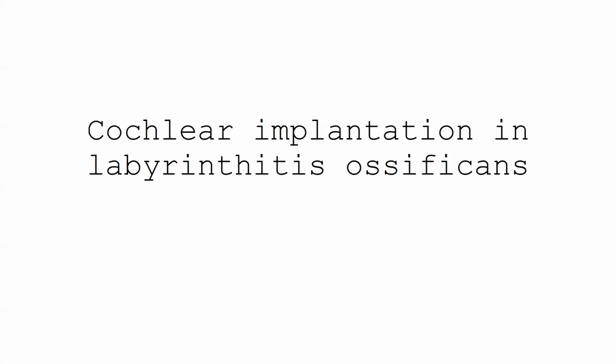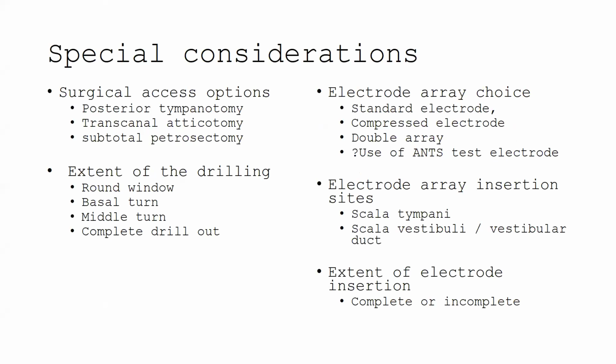So for cochlear implantation in labyrinthitis ossificans, there are special considerations that we have to think about. One, for the surgeon, you need to think of surgical access. Are you planning to do a standard posterior tympanotomy, as with the usual cochlear implant surgeries? Will you do a transcanal approach or a subtotal petrosectomy? You also need to plan what the extent of drilling will be. Are you going to access the cochlea through a round window approach? Will you need a basal turn drill out, a middle turn drill out, or complete drill out of all the turns of the cochlea? And we are going to look at this in detail.